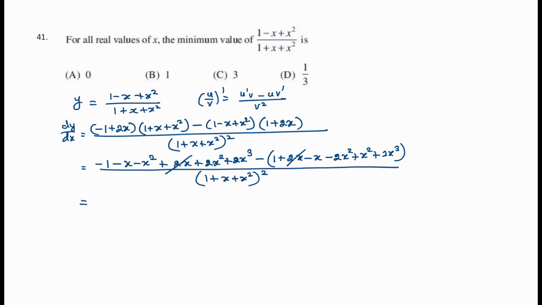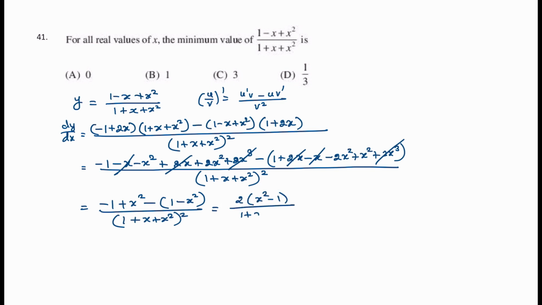Plus 2x minus 2x will get cancelled. Plus 2x cube and minus 2x cube cancel. Minus x plus x cancel. Minus 1. Minus x square plus 2x square is plus x square. Minus of 1, and minus 2x square plus x square is minus x square, upon (1 plus x square) the whole square. We get 2 times (x square minus 1) upon (1 plus x square) the whole square.